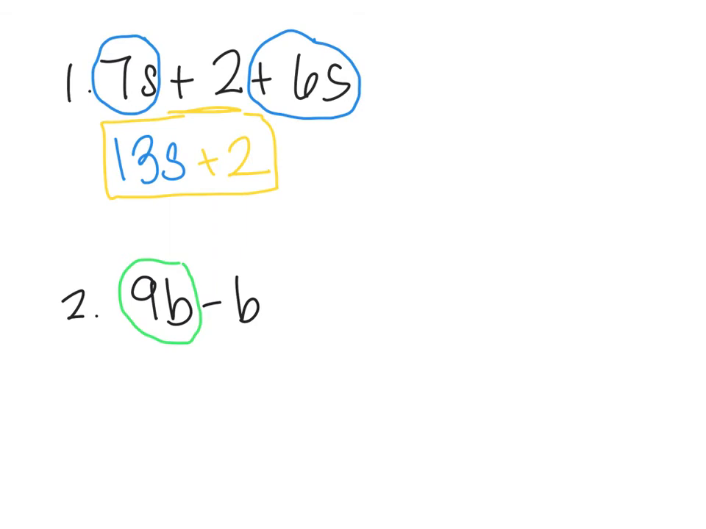The one thing we don't see is a coefficient. But we're going to circle it, and then we'll determine what that coefficient is. Well, it's just a 1, because we do see that there is 1b. And again, we subtract or add our coefficients. In this case, we get 9 minus 1, and we get 8b.